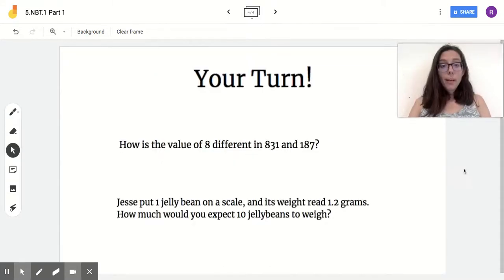Finally, friends, it is your turn, and I'm going to ask that you grab a pencil, some paper, maybe a place value chart if you have one, and solve the following two problems. The first one being, how is the value of 8 different in 831 and 187? And next, Jesse put one jelly bean on a scale and its weight read 1 2/10 grams. How much would you expect 10 jelly beans to weigh? So pause the video here so you can see the questions and do your best.